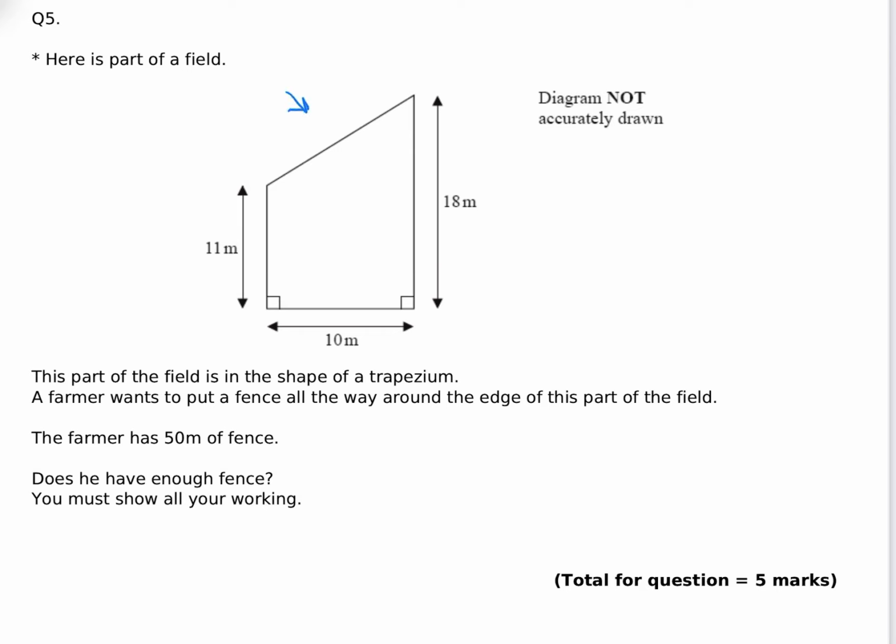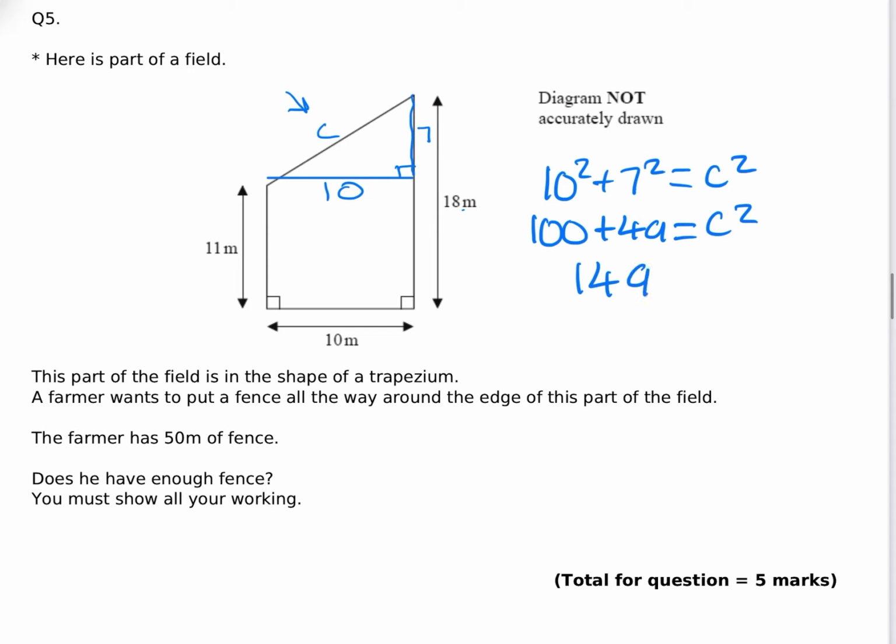That means I need to work out this length here. Well, because I know we have right angles, if I draw this line straight across, I have a right angled triangle. So 18 minus 11 means that this height here is going to be 7. I already know the bottom is 10, and now I can call this length C. So I know that 10 squared plus 7 squared is going to give me C squared. So 100 plus 49 is C squared. 149 is C squared. So if I square root 149, that will get me what C is, which in this case is going to be 12.20.